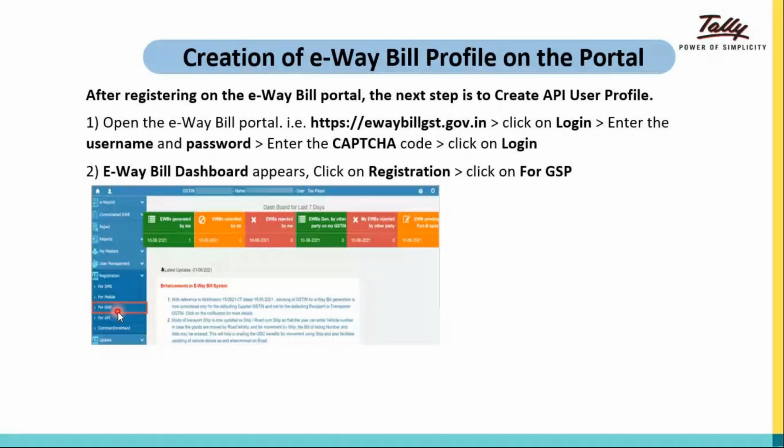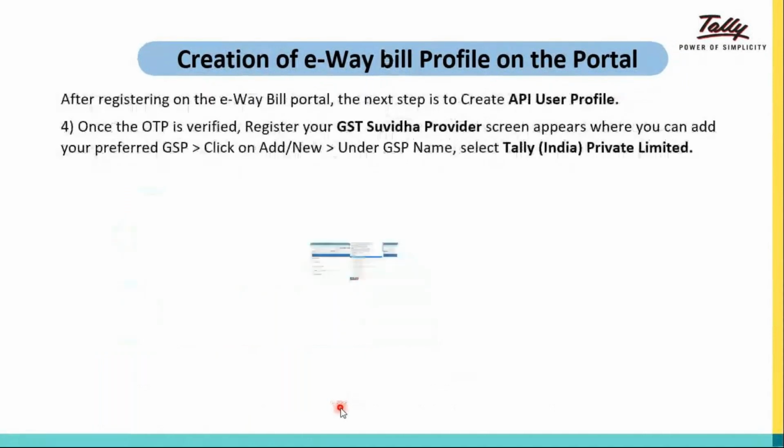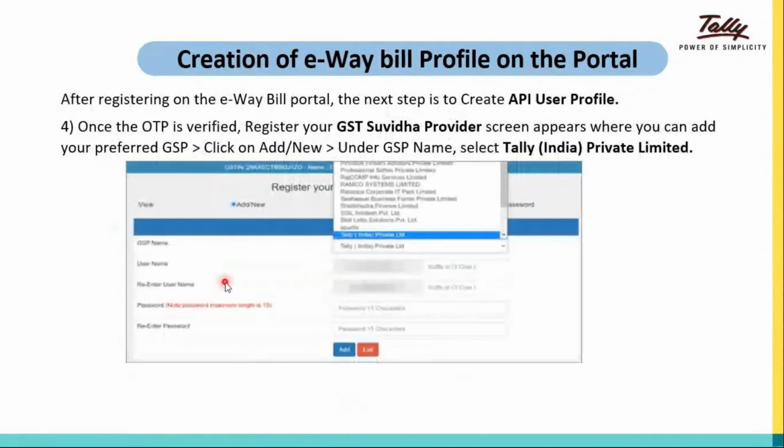Okay, so we will select this one, and after we select this one, we have to register the GST Suvidha provider. A screen will appear with the pre-filled email and mobile number. So again, I will show you. As soon as you click on that for GSP, this is the screen that will appear. And here we have to select the GSP name. Can you see here? GSP name, GST Suvidha provider. So we must select that, and we must select Tally, Tally India Private Limited.